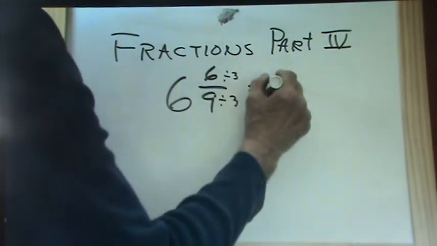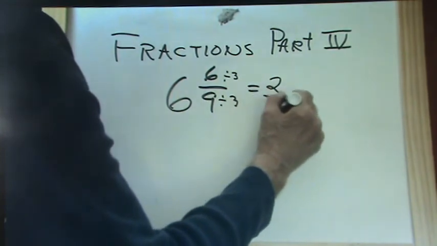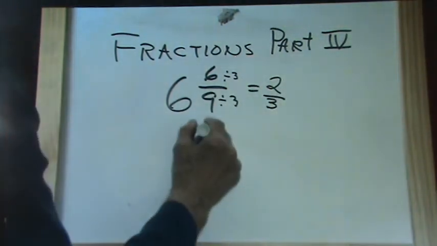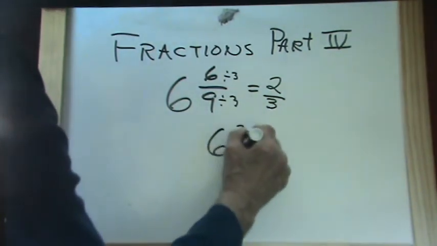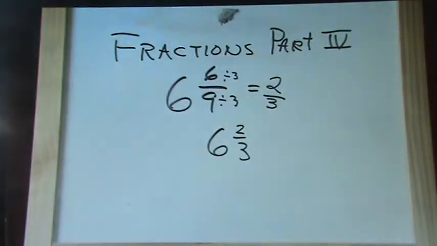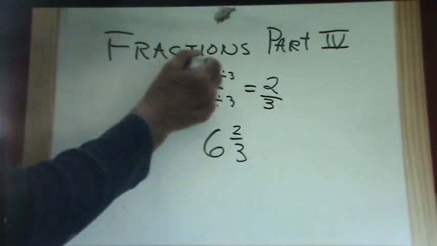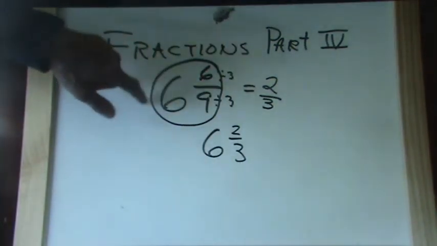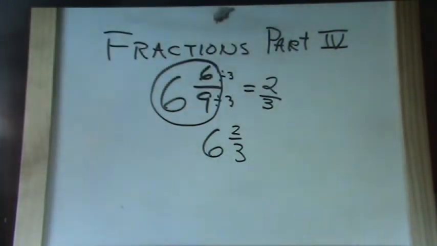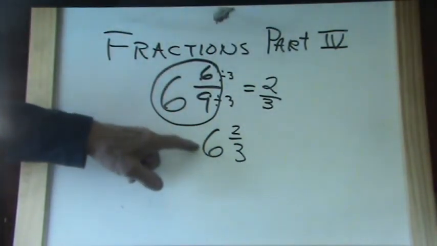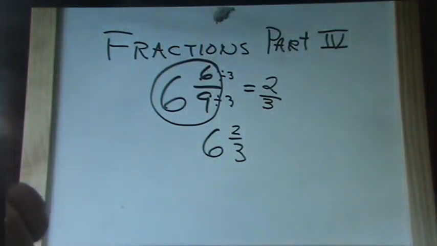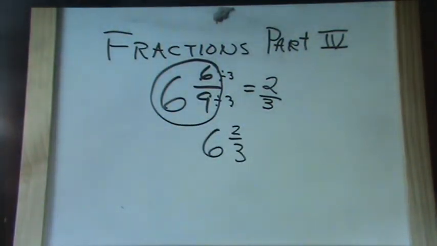3 goes into 6 2 times. 3 goes into 9 3 times. So then the answer is 6 2/3. So we have changed the fraction part of the mixed number from 6 6/9 to 6 2/3. And 2/3 is in its lowest name. Well, good. Now on to today's lesson.